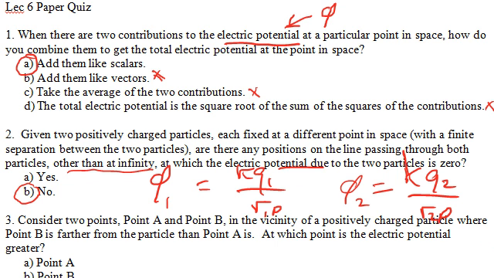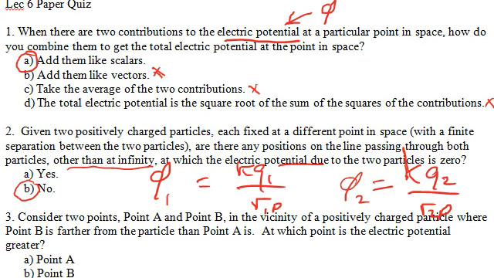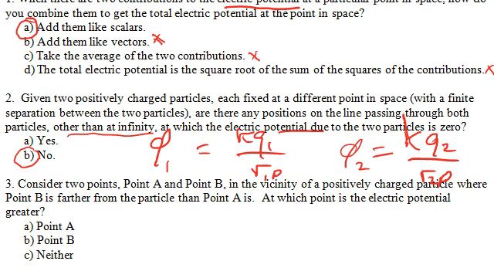But electric potential, no. And then consider 2 points, A and B, in the vicinity of a positively charged particle where B is farther from the particle than A. At which point is the electric potential greater? And I would say A is closer, so it's greater there. In other words, phi goes like kq over r. The smaller r is, the bigger phi is. Q is positive, so we're dealing strictly with positive numbers.